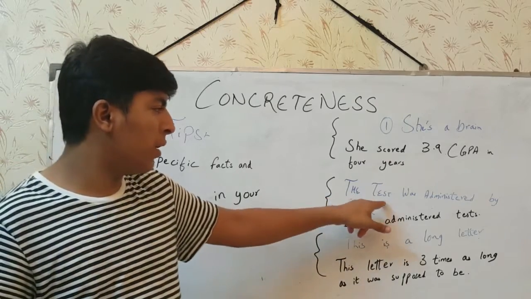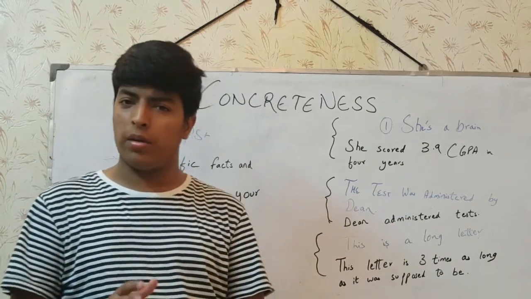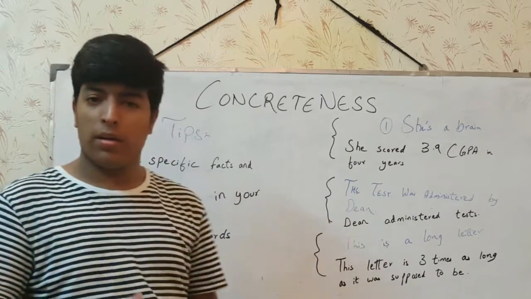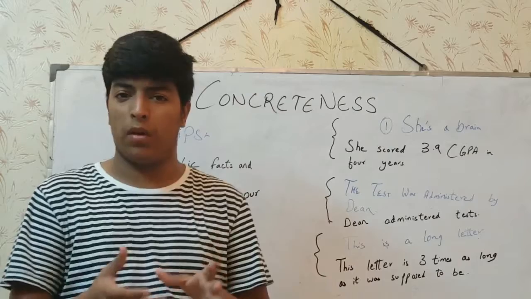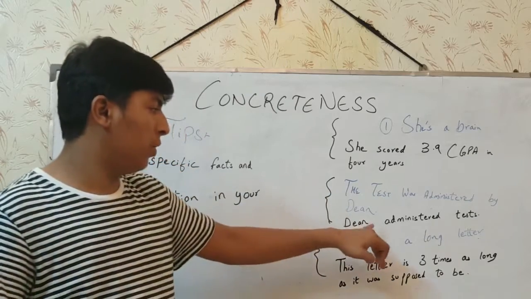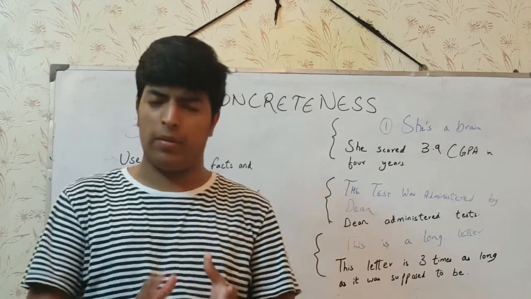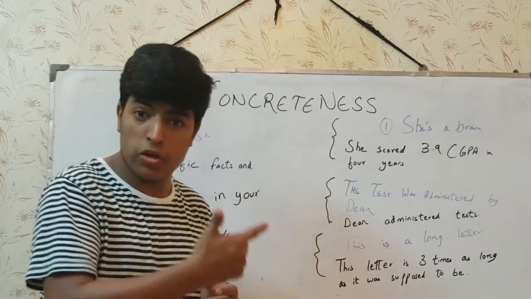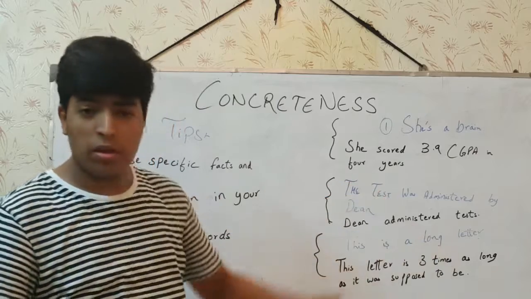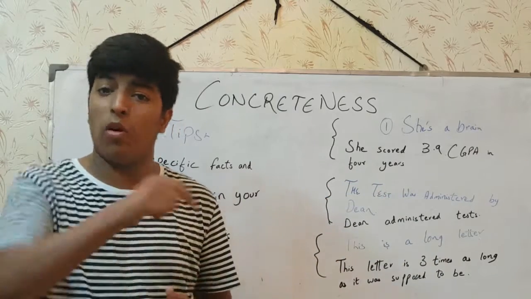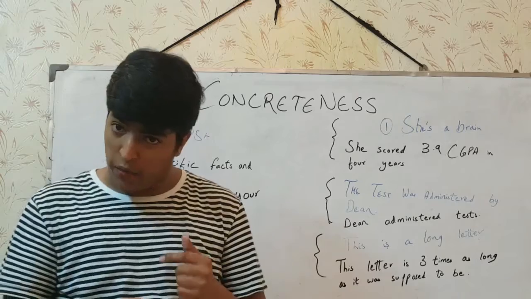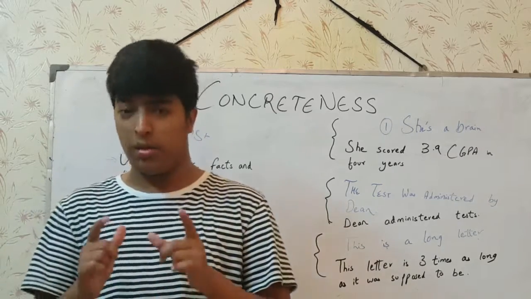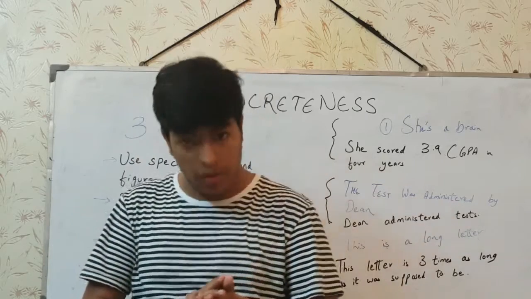For example, "the test was administered by Dean." Now, Dean is the thing which is being worked on. Rather than that, you can write "Dean administered the test." So now Dean is performing the action. In the passive voice, action is being performed on the subject, and in active voice, action is being performed by the subject. So there is a difference that makes your sentence concrete.